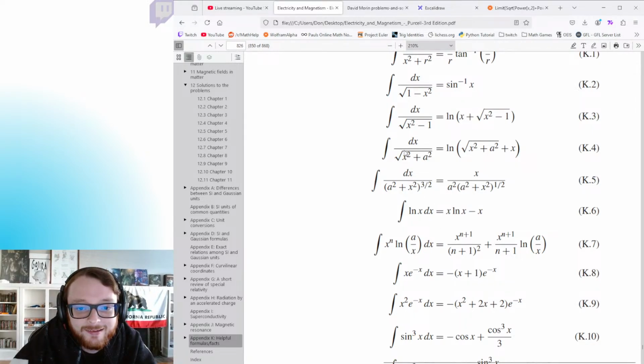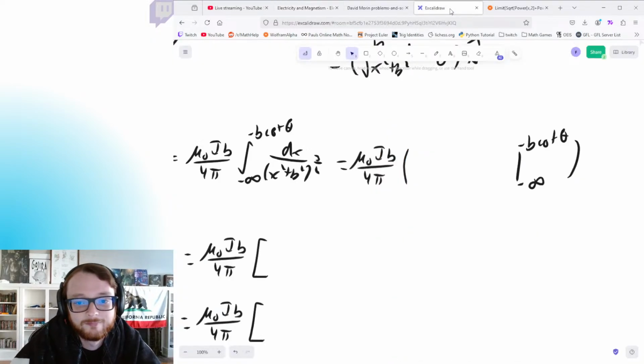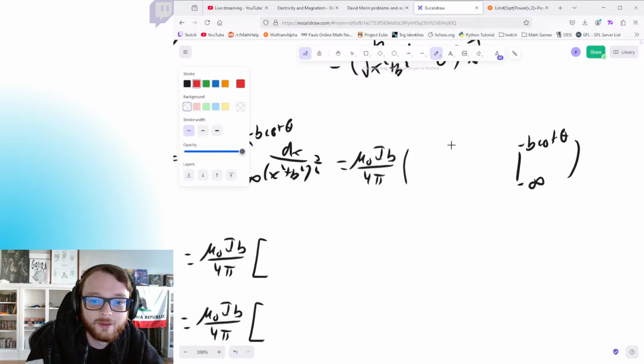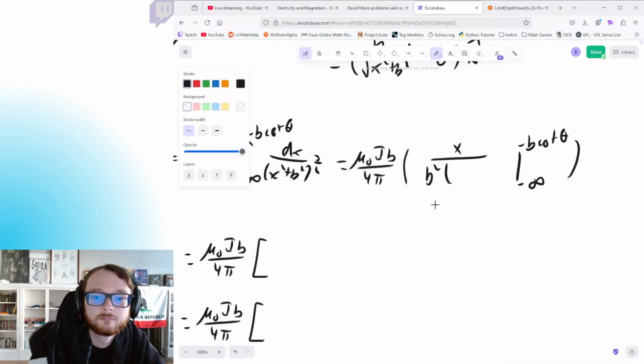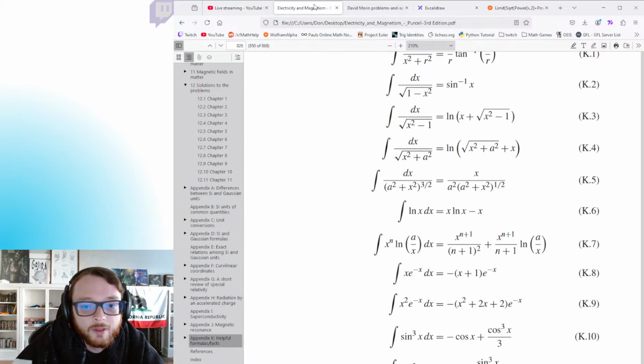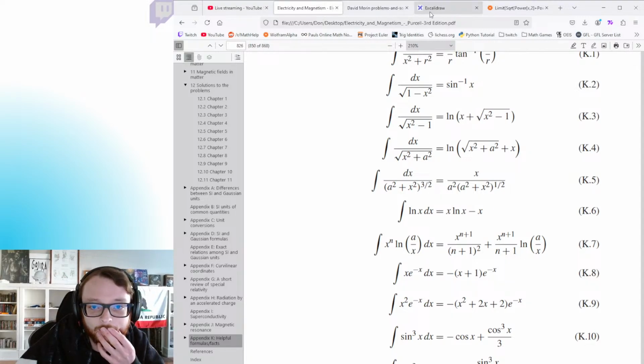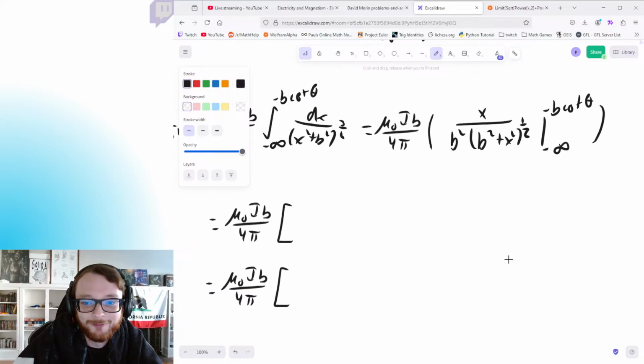Where do they have all that stuff? It's in one of the appendices, right? The last one, Appendix K. There's a lot of good stuff in Appendix K. Okay. x over b squared root b squared plus x squared. Okay, hopefully this one works out better.